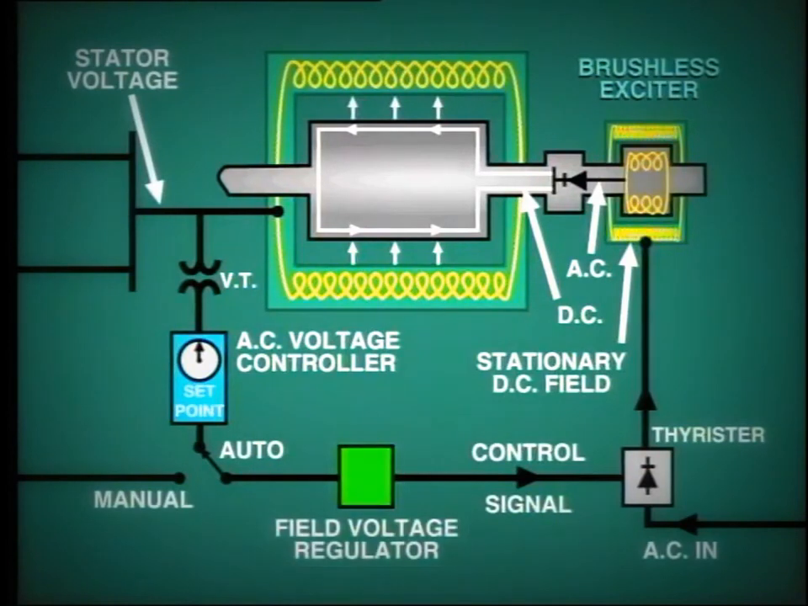The arrangement at this point is similar to the static exciter. When in auto, the field voltage regulator receives its command signal from the AC voltage controller, which in turn monitors the output voltage of the generator. The operator can adjust the AC set point as required. When starting up the unit, the field voltage regulator may be set to manual, and in this case, the operator will control the regulator directly.